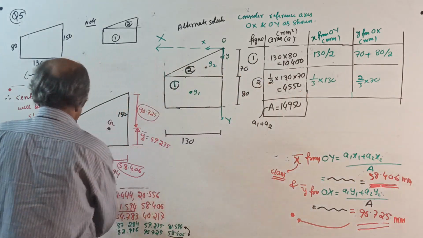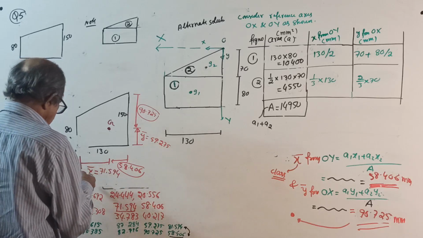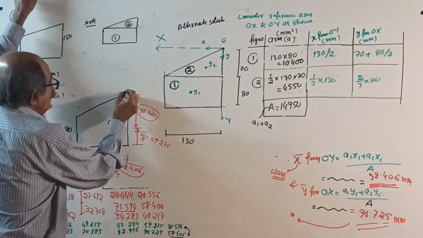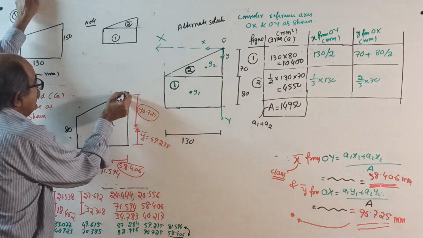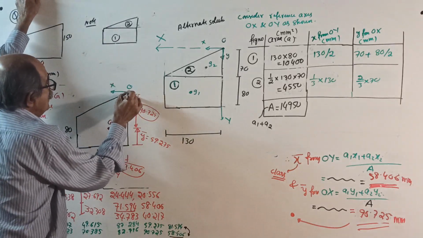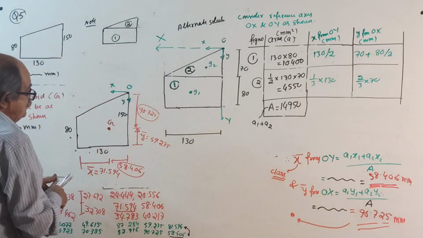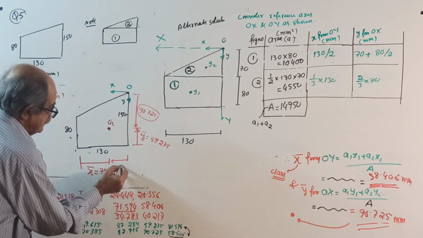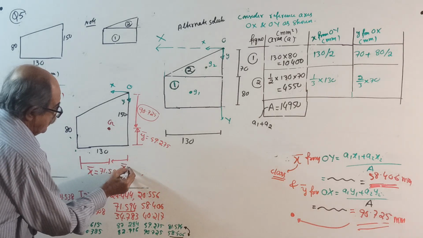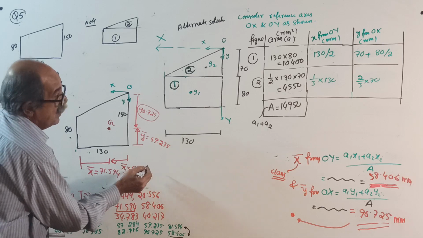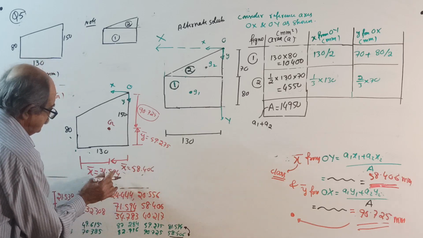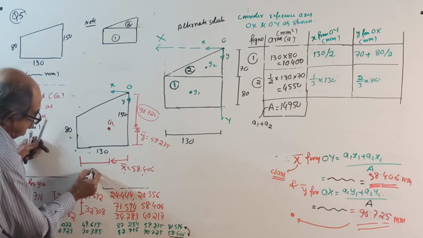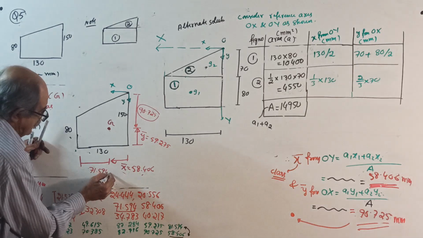See, last step: don't be lazy. Once again write the sketch. Make a perfect entry. Now, your x and y are this way. This is O, this is your y. Therefore, this is your x bar. 58.406 is your x bar. This distance is 130 minus that one, 71.594. Same as last time.